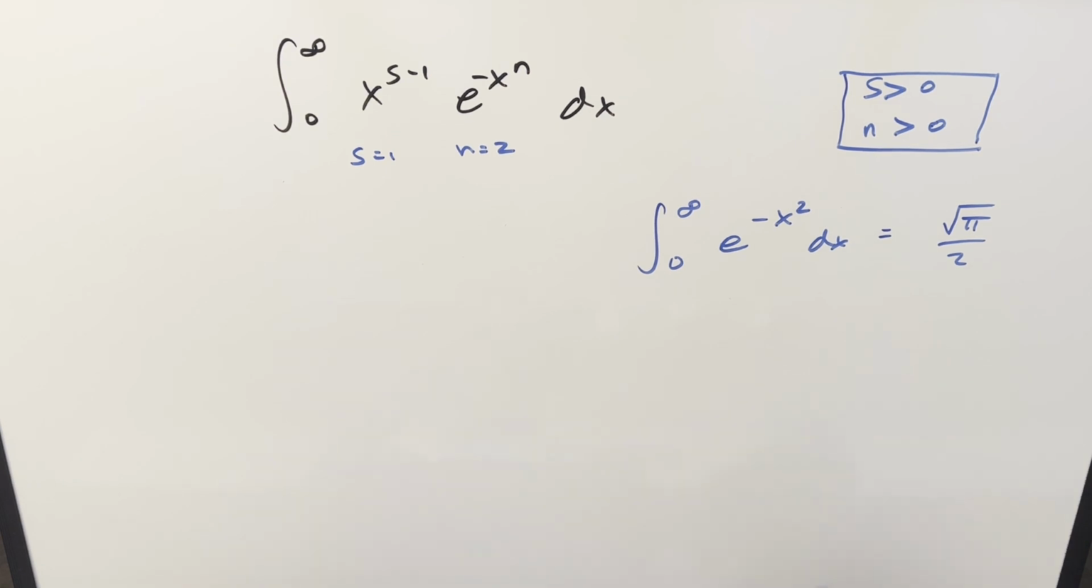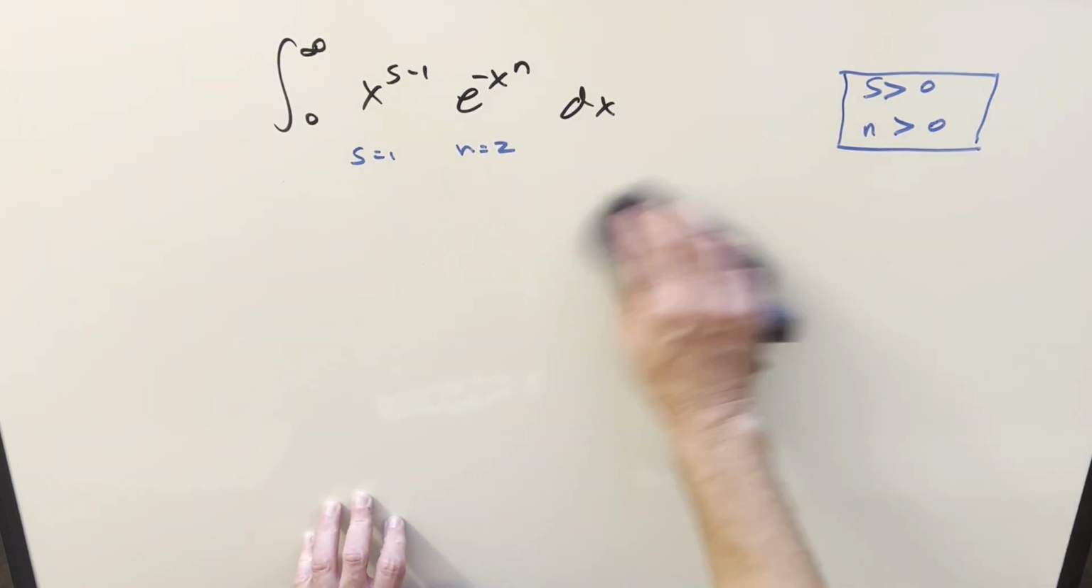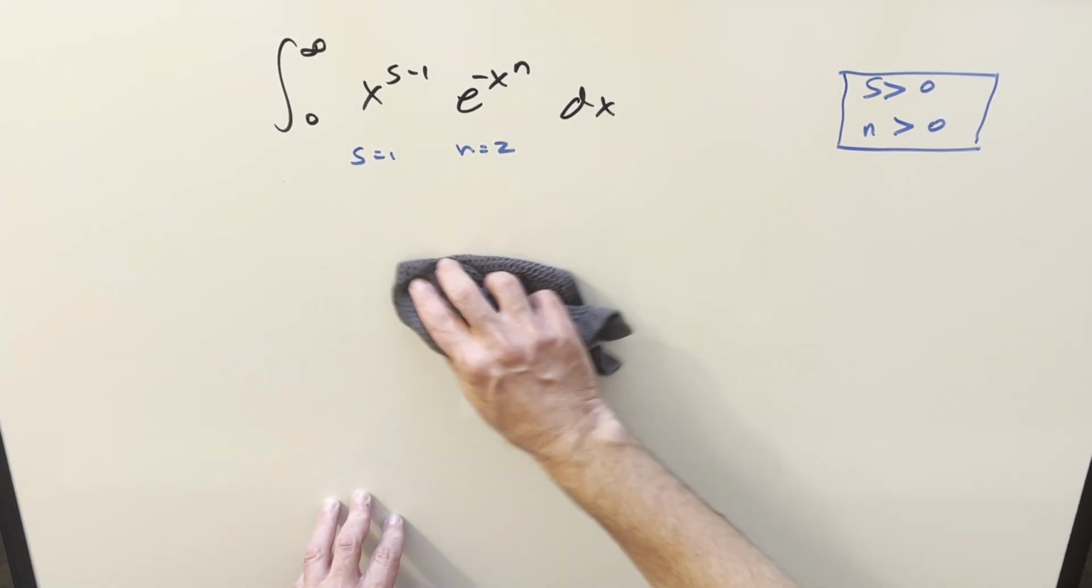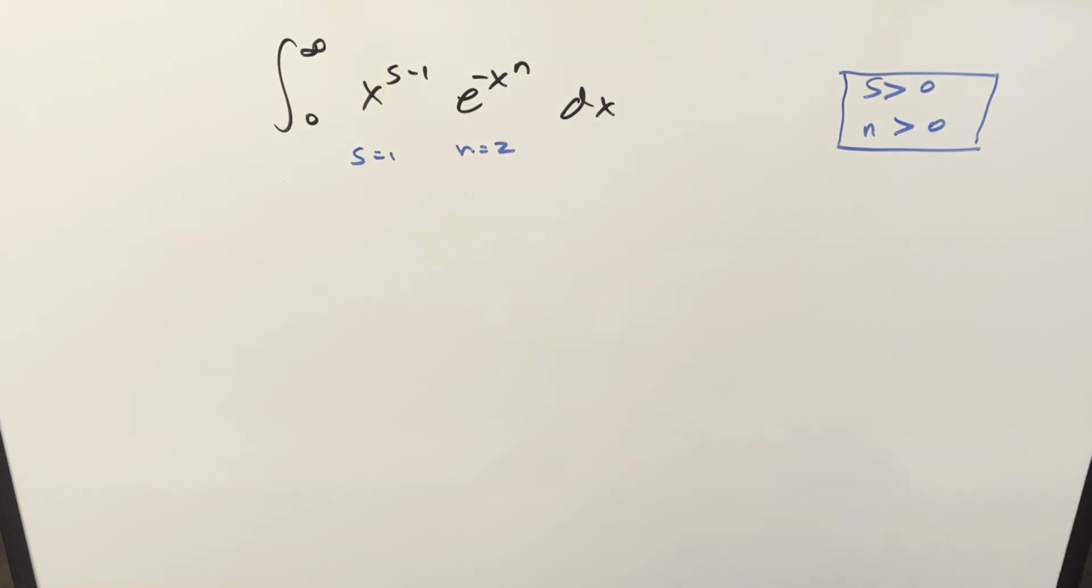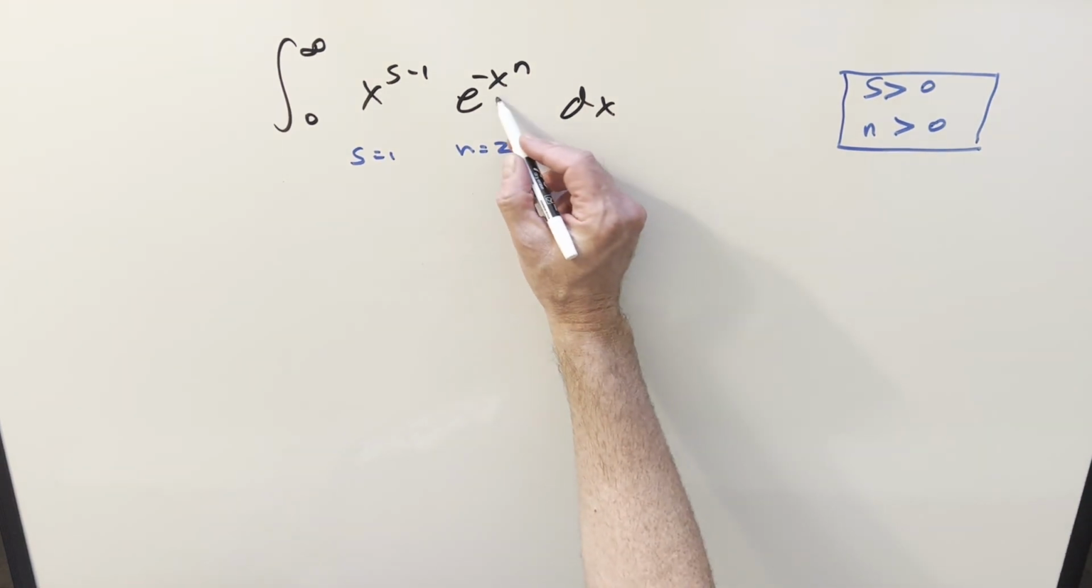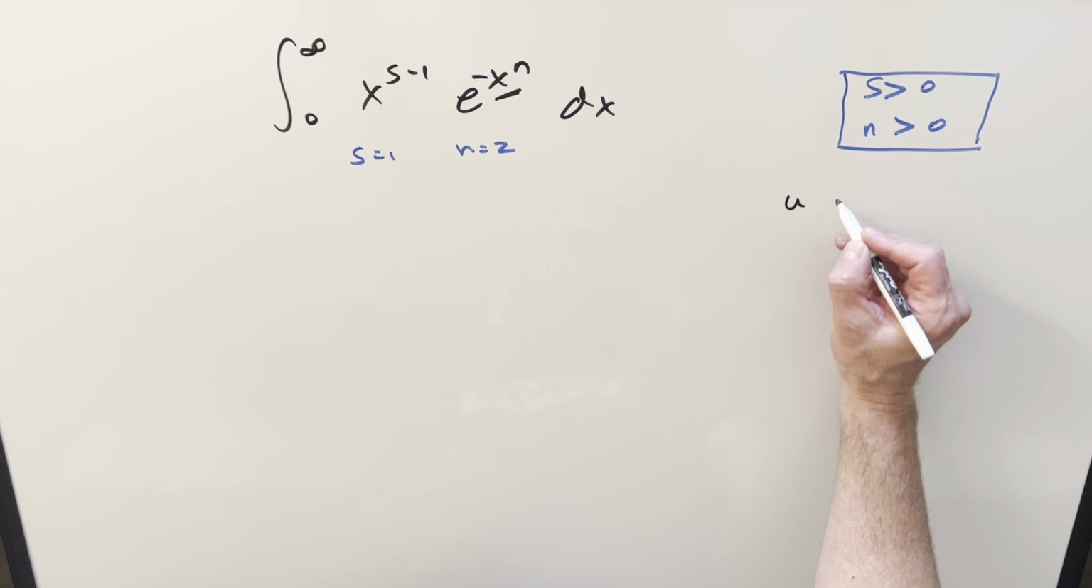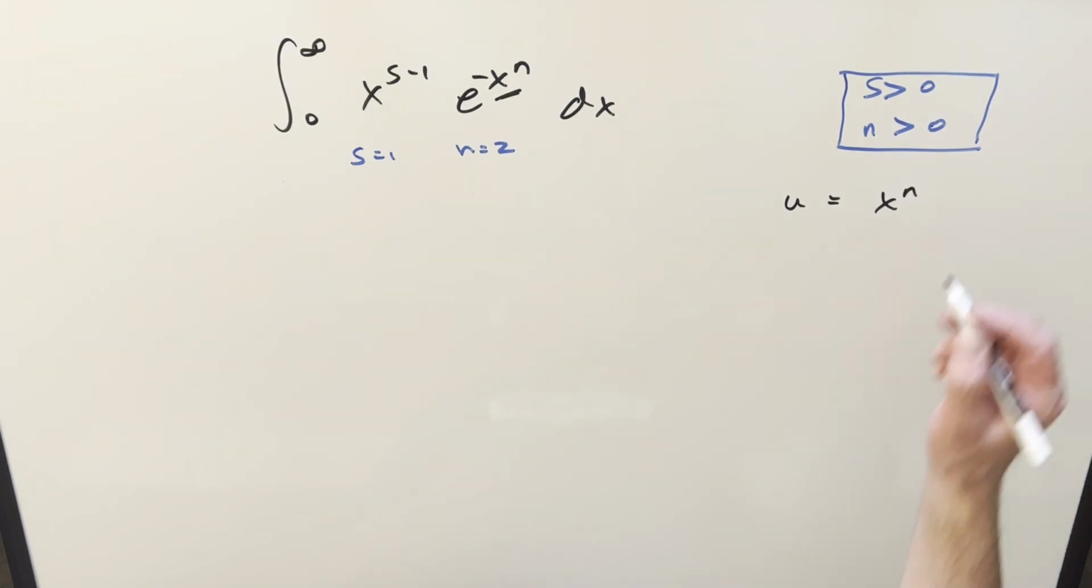And for this particular case, this is going to have a value of just square root of pi over 2. So now to get to a general formula for this, we're going to do something pretty similar, the same kind of idea as the previous videos, where I'm going to want to do a u substitution to clean this up. So we'll do u equal to x^n.